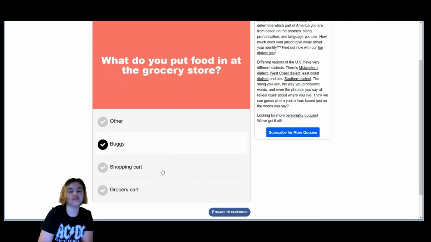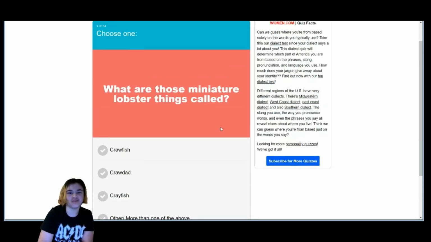What do you put food in at the grocery store? I call it a shopping cart or a grocery cart. I just call it a cart. It's just a cart. I don't really put shopping or grocery in front of it, but I guess I do call it a grocery cart when we're at the grocery store.